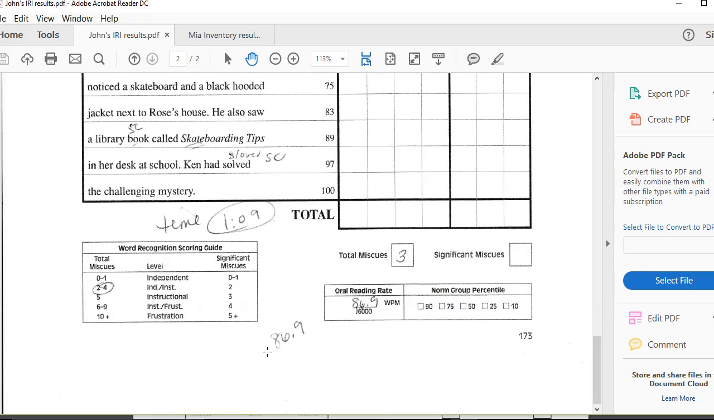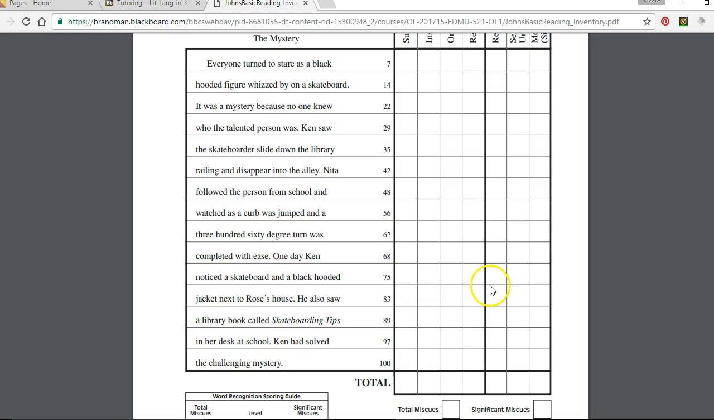All right, so you want to find out how many mistakes. So there were 3 errors on this one that counted. So this would be considered her independent/instructional level. So again, you want to think about other things. You'll ask the comprehension questions afterwards. And I'll go back to that.